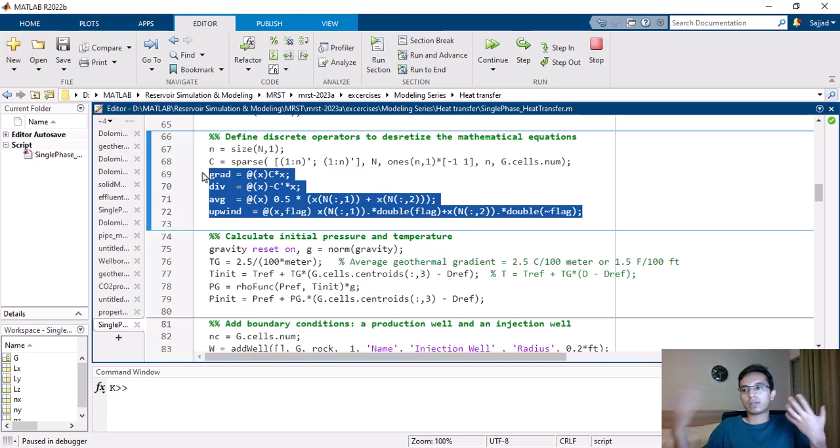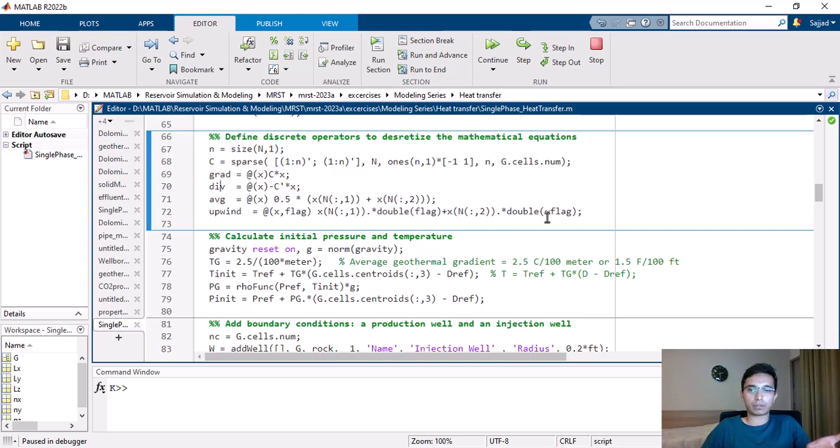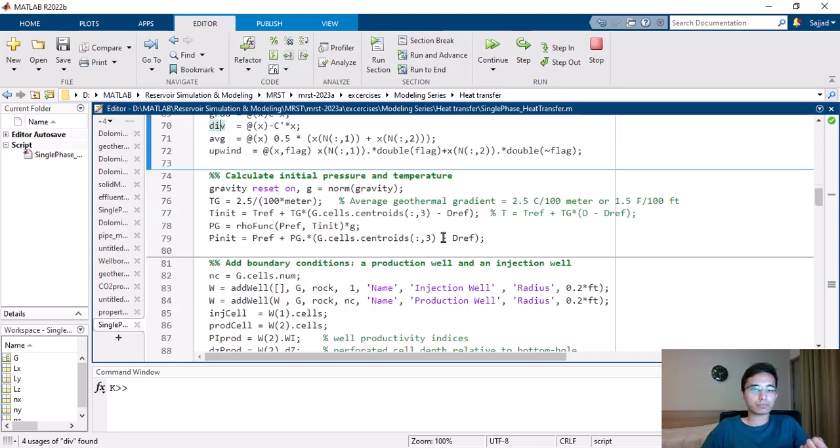But if you want to write the governing equations in another software tool, maybe the approach is different. But in MRST, you use these operators in order to write the governing equations.